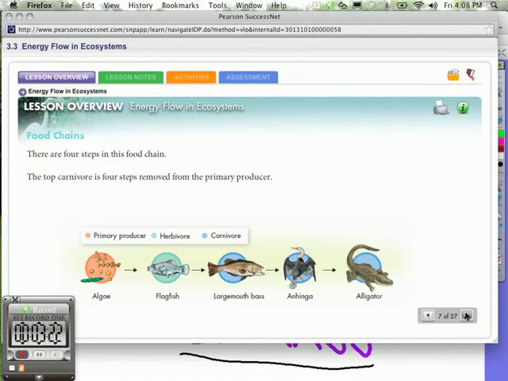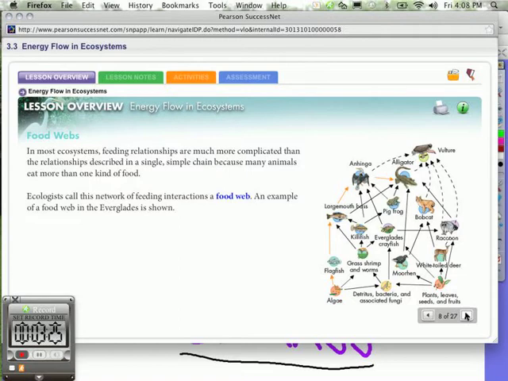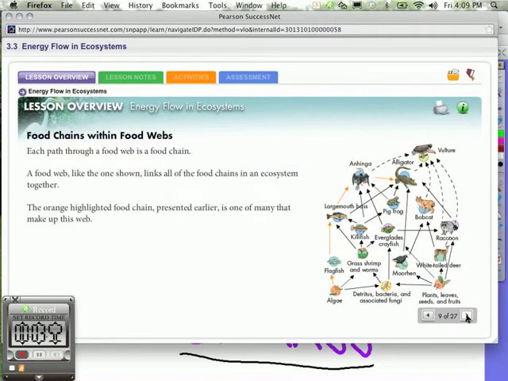Food webs. In most ecosystems, feeding relationships are much more complicated than the relationships described in a single simple chain because many animals eat more than one kind of food. Ecologists call this network of feeding interactions a food web. An example of a food web in the Everglades is shown here. Each path through a food web is a food chain. A food web, like the one shown, links all food chains in an ecosystem together. The orange highlighted food chain presented earlier is one of many that make up this web.